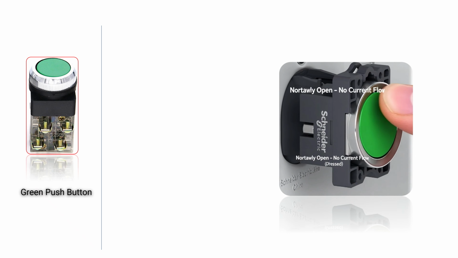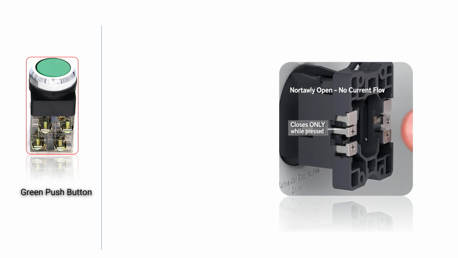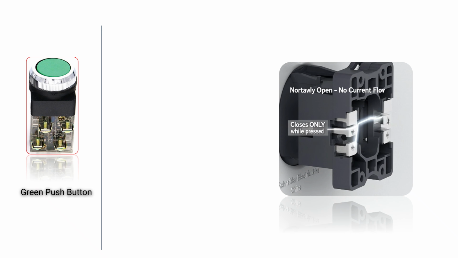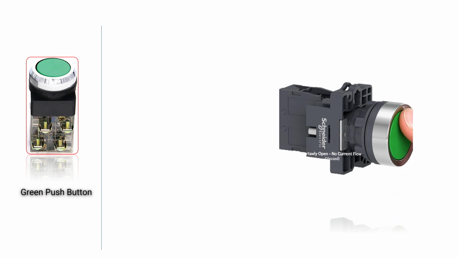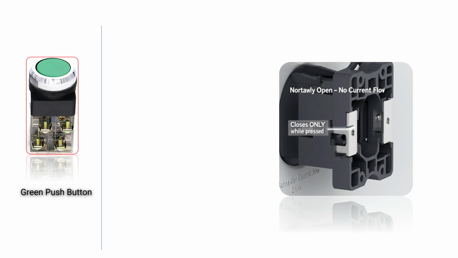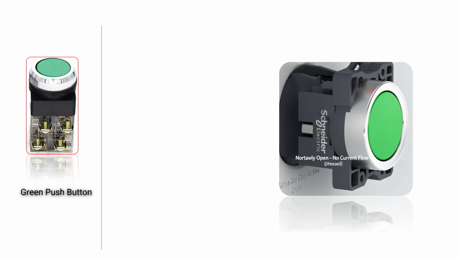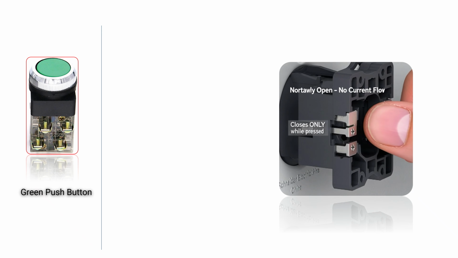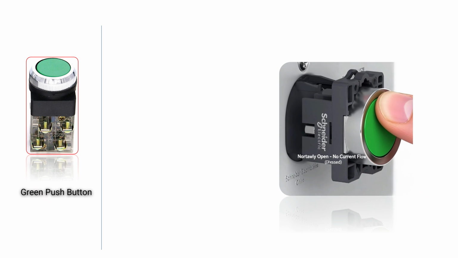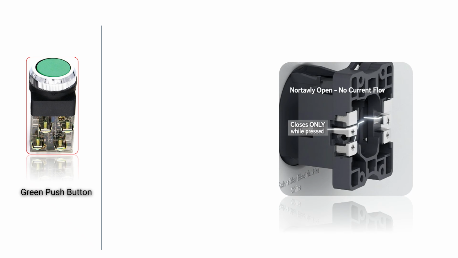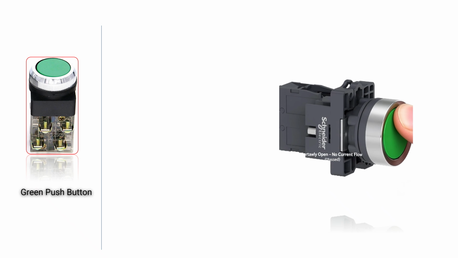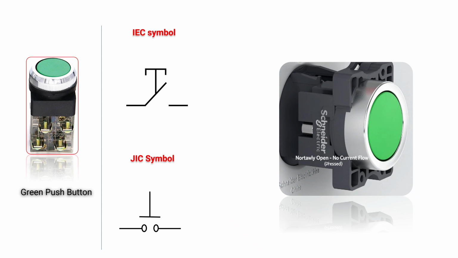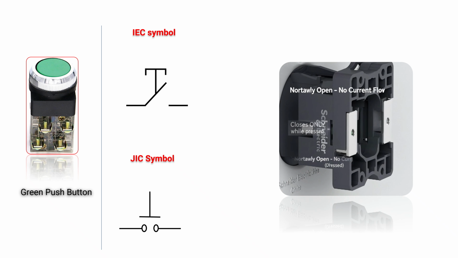Green push button, NO, normally open. The green push button is a normally open type switch. This means that in its default state, the contacts are open and no current flows. When you press the button with your finger, the contact closes and current is allowed to pass. As soon as you release the button, it springs back to the open state. So it only remains closed while you are actively pressing it. The IEC and JIC symbols for this button both represent a normally open momentary contact.